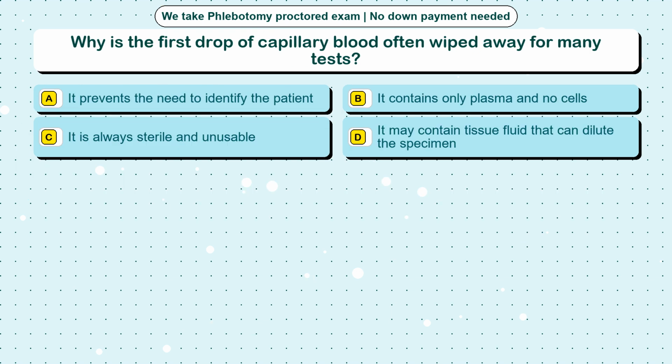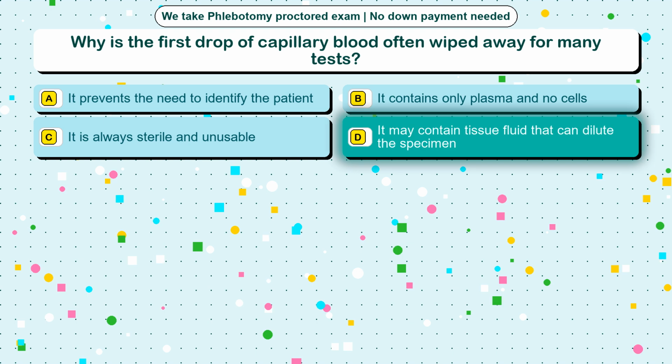Question 89. Why is the first drop of capillary blood often wiped away for many tests? Option A. It prevents the need to identify the patient. Option B. It contains only plasma and no cells. Option C. It is always sterile and unusable. Option D. It may contain tissue fluid that can dilute the specimen.